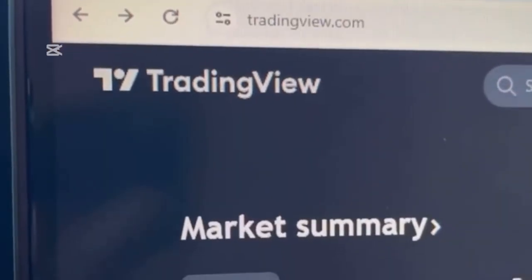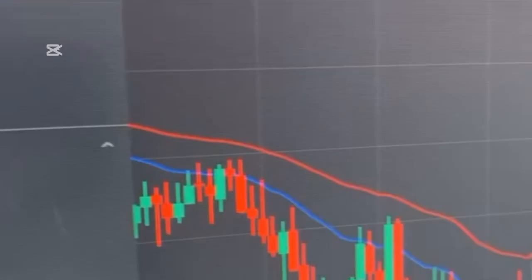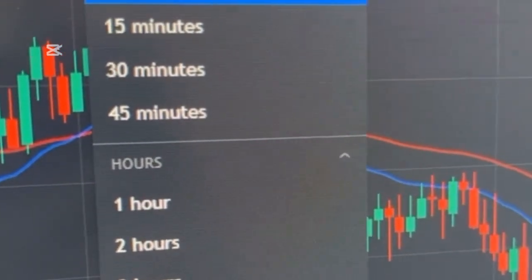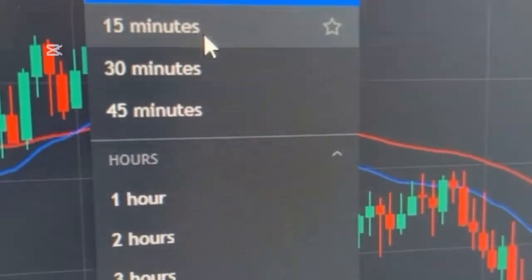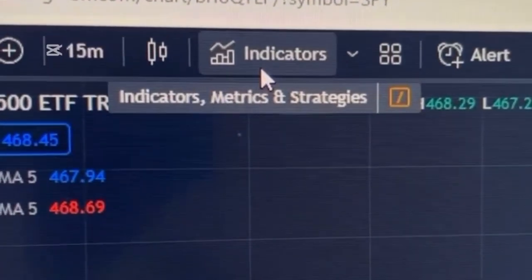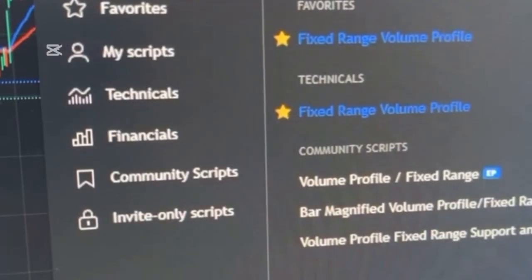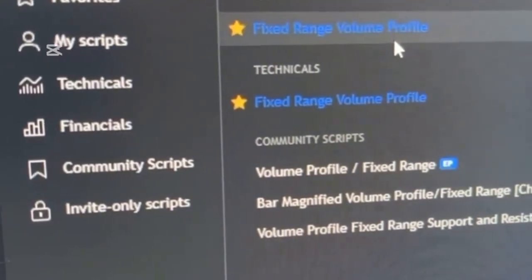So you can build support and resistance levels using volume in under 30 seconds. First, head over to this website, tradingview.com. Launch your chart and select any time frame you'd like. I'll go ahead and select the 15-minute chart. And now I'll select indicators, and type in this indicator, fixed range volume profile, and select it.